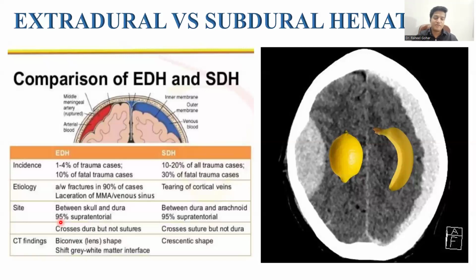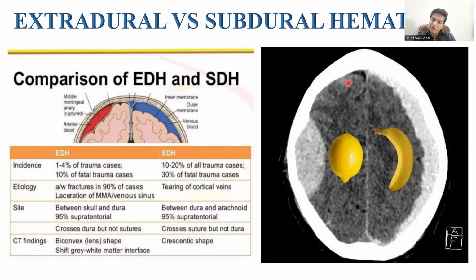Now, I have already discussed the differences between the extradural and subdural hematoma. Again, I am going to discuss it. The epidural hematoma is bounded by the suture lines. So this is the coronal suture, and it is bounded by the coronal suture. It is biconvex, lemon shaped, and here the subdural hematoma is crescent shaped, banana shaped, and here is the coronal suture, and it is crossing the coronal suture. So this is very important.